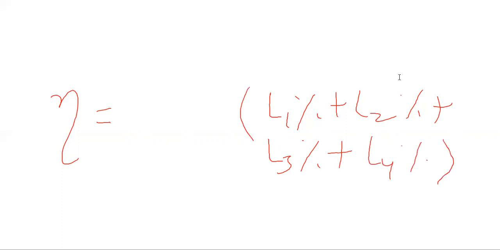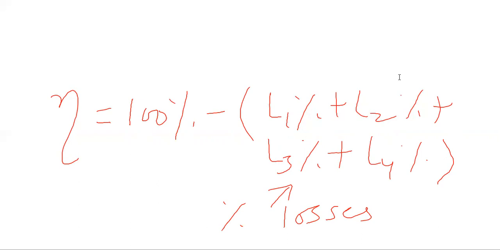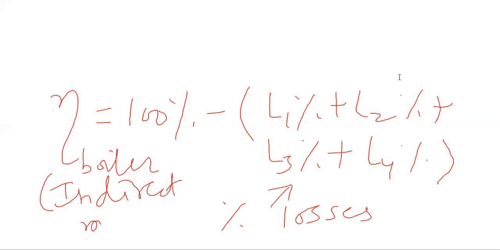Okay, so what we have got in this bracket is the percentage loss. And what is the input in terms of percentage? Input in terms of percentage is the 100%, which is the energy input because of the combustion of the fuel. So that percentage losses, if you subtract it from 100, you will get the boiler efficiency. And this is the boiler efficiency by indirect method.